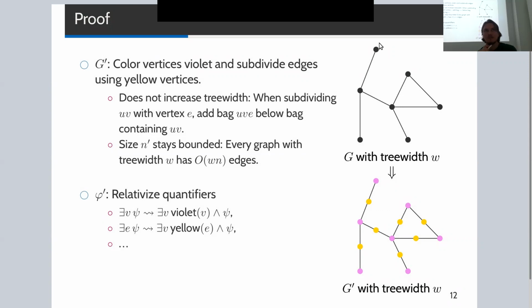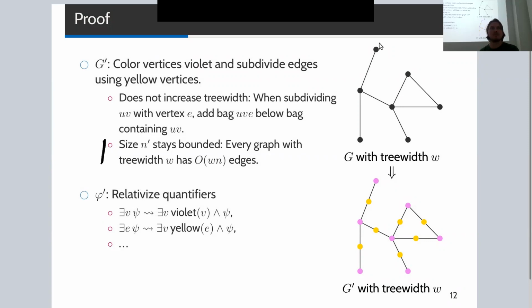And why is this true, that the number of edges is bounded by W n? I'm not sure if I can give you a proof of that right now.